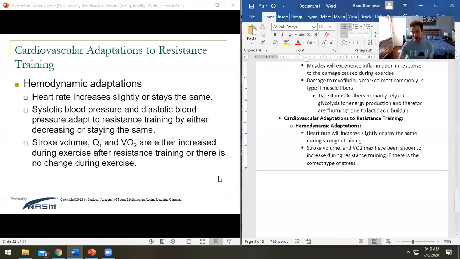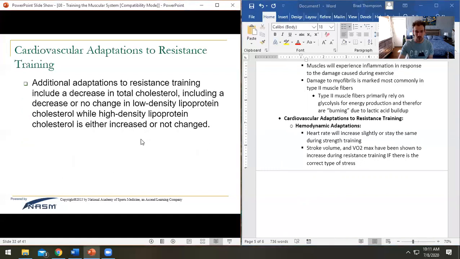So heavy powerlifting is not really going to do much for your cardiovascular system. It's just not enough time under tension. But doing circuit training is where you're getting totally gassed, totally winded. That's a great way to see a cardiovascular system change.